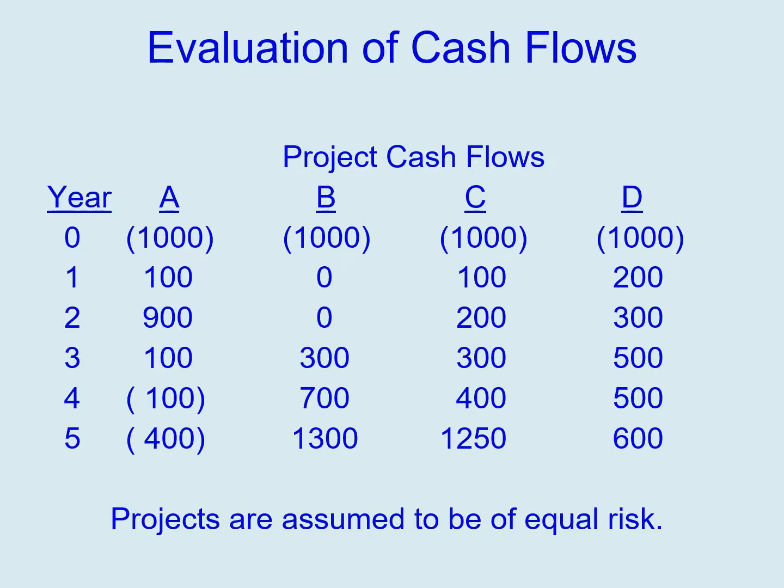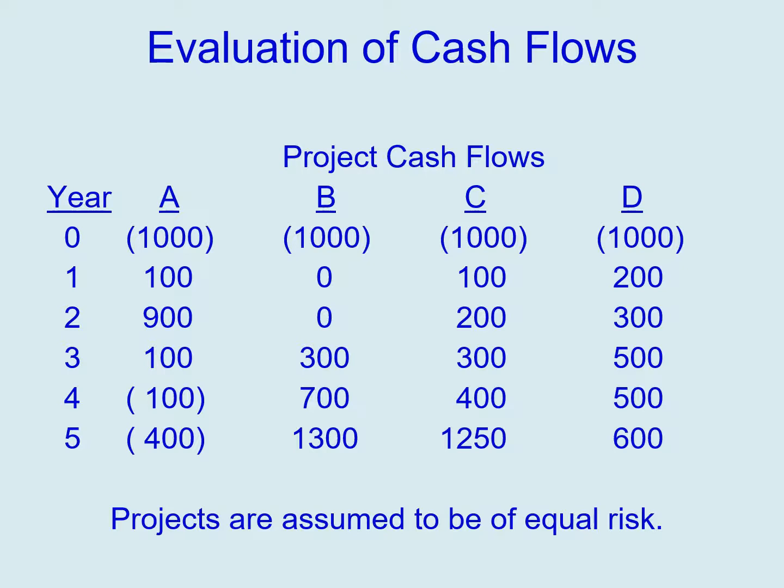So projects A, B, C, and D each cost $1,000, and in return, for example, project A, you'll get $100 back at the end of year 1. Cash flows are assumed to occur at the end of each year for most of these techniques. For project A at the end of year 2, it'd be $900, year 3 $100, and then notice how you lose money in years 4 and 5 with project A, with a negative $100 and negative $400 for years 4 and 5 respectively.